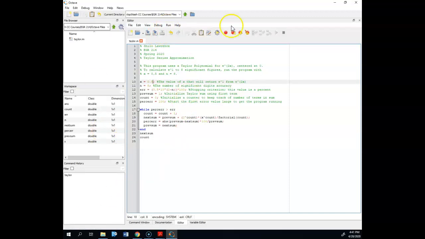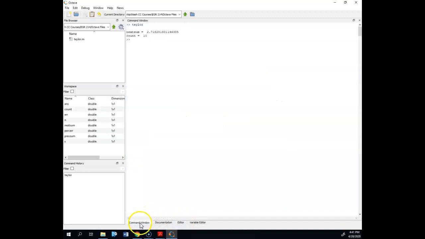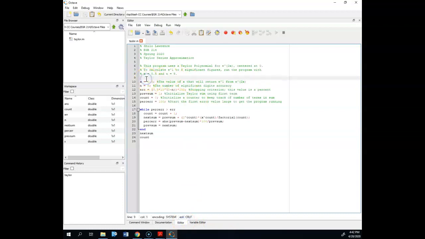So in MATLAB, we're used to seeing the output display here on the same screen. In order for us to see the output, we're going to have to go down here and click on the command window. So it looks like it took 10 iterations. So we had to go out to a 10th degree polynomial. And when we did that, we got 2.718281801146385.